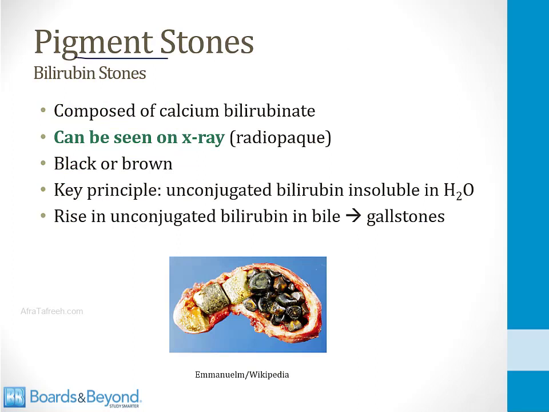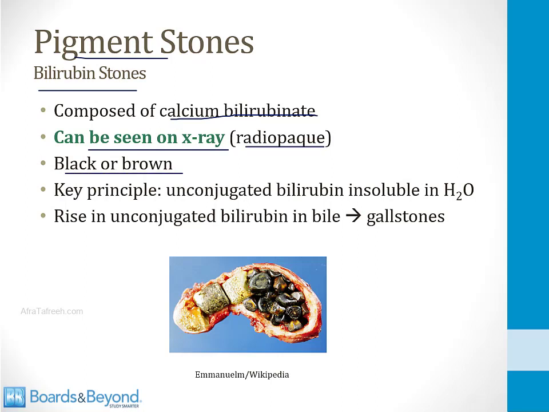Cholesterol gallstones are the most common type of gallstones, but there is another type of gallstone called pigment stones or bilirubin stones, and the reason they're called bilirubin stones is because they come from excess bilirubin. They are composed of calcium bilirubinate. These can be seen on X-ray. Unlike cholesterol gallstones, they are visible on X-ray. They're called radio-opaque. They're usually black or brown in color.